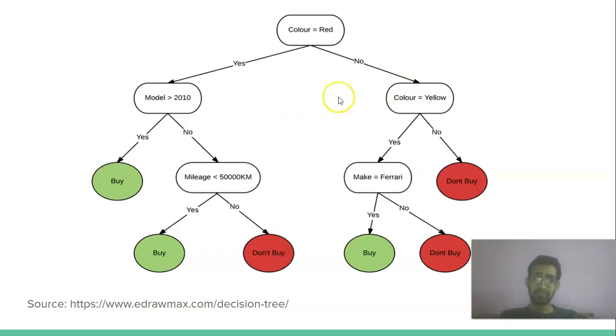So let's say this is one condition: color is red, yes or no. If yes, then I will check whether the model is greater than 2010 or not. If yes, then I'll buy that. If the model is not greater than 2010, I'll check another condition, which is mileage, whether it is less or more. Similarly here, if the color is not red, then check yellow. If yellow, then is it a Ferrari or not. If not yellow, then I don't even want to buy. This was just a glimpse of how a decision tree looks. It's very naive, but yeah.